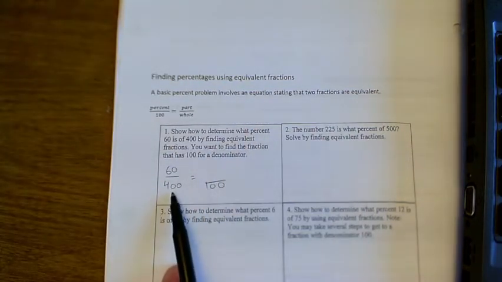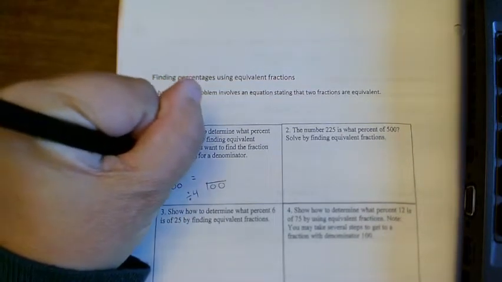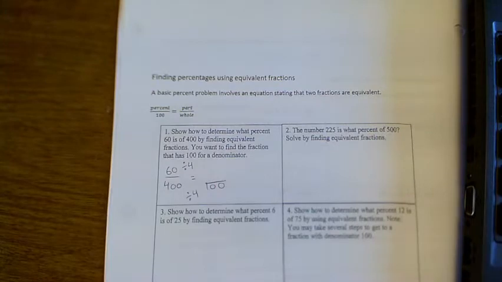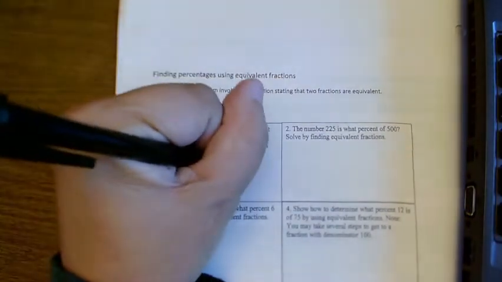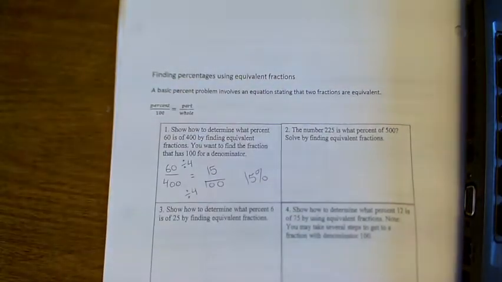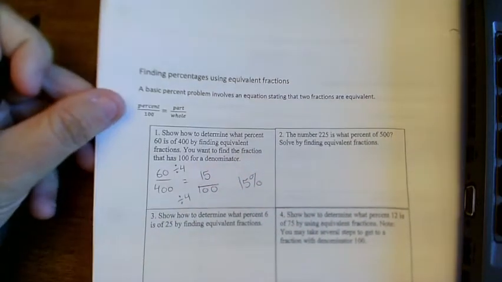So how do you go from 400 down to 100? You would be dividing by 4. So you can also do that to the numerator. So 60 divided by 4. What is 60 divided by 4? That should be, what, 15? And so our answer should be 15%. Okay, so we're just doing equivalent fractions.